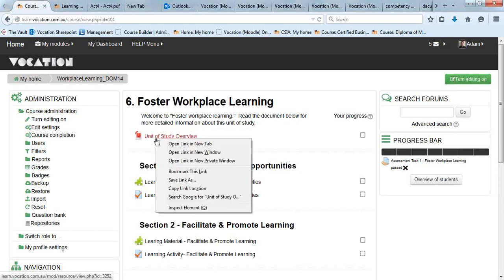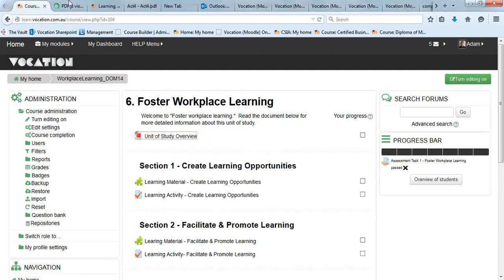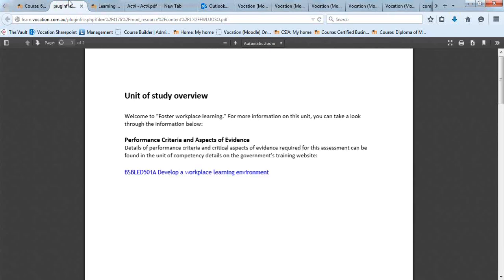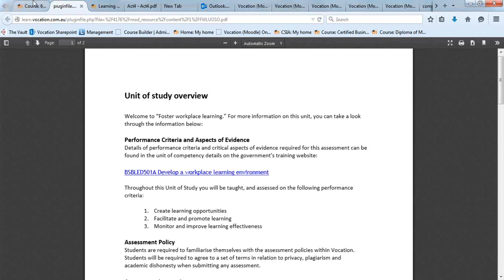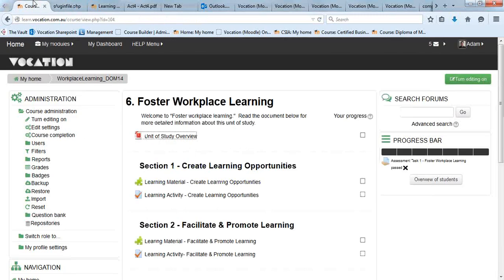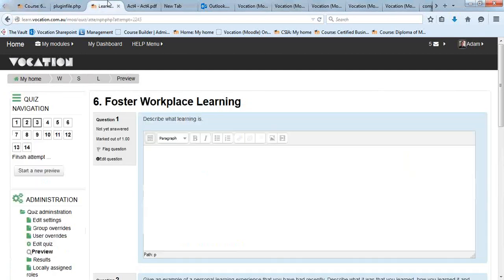Now, this actually relates to the unit of competence if we look at the study overview, which is develop a workplace learning environment. So that's subject and unit of competence all in one. By the end of this session, guys, you'll have all the information that you need to successfully answer the 14 questions in that first learning activity in section 1, create learning opportunities. So we'll take you through that.